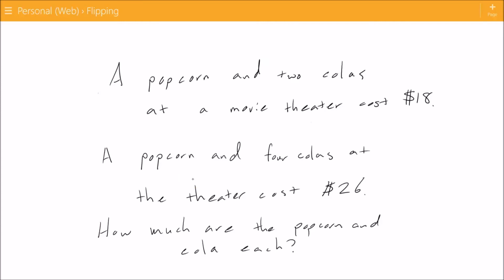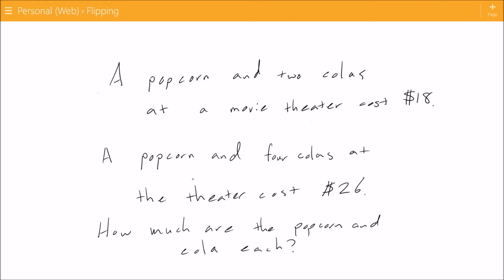Hello, let us start with a word problem. A popcorn and two colas at a movie theater cost $18. A popcorn and four colas at a movie theater cost $26. How much are the popcorn and cola each? Let's take a look at this problem.